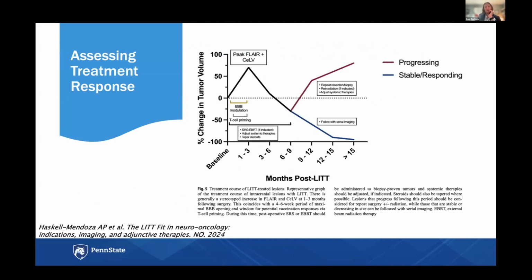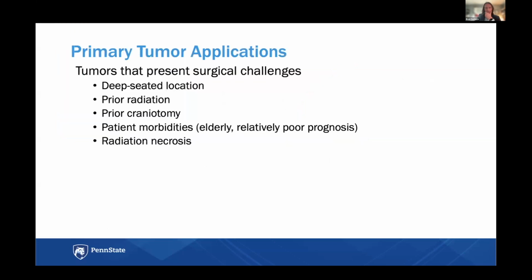So how do you assess treatment response? What you'll typically see is a peak of flare signal and enhancement in the first 1 to 2 months afterwards. Again, this may be an opportune time for blood-brain barrier modulation, T-cell priming, and there's a lot of interesting work going on here of using LITT as an adjunct in certain tumor types. And then over time, you'll see a decrease in the tumor volume if you follow these with serial imaging.